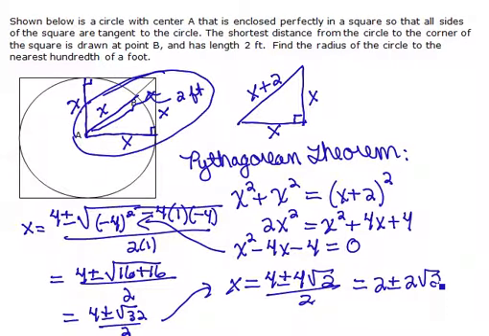All right. Now, since the radius can't be negative, and square root of 2 is about 1.4, so 2 times that is going to be bigger than 2. So our x must be 2 plus 2 square roots of 2, or that's approximately, I believe, 4.83, and everything's measured in feet. So the radius of our circle is approximately 4.83 feet.